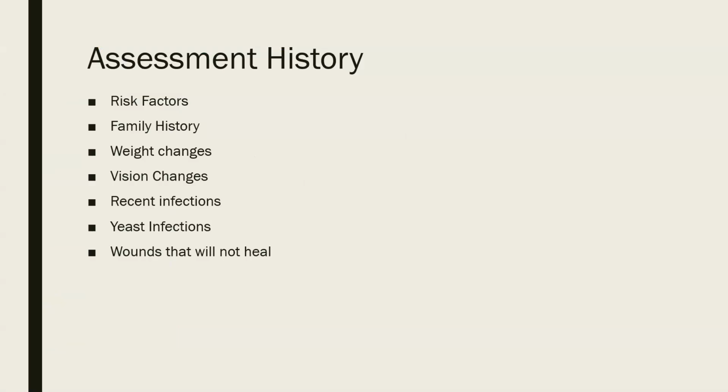Okay, when you're looking at a patient who may have a history of type 2 diabetes or is diabetic, you want to look for risk factors, family history, weight changes, vision changes, any recent infections, reoccurring yeast infections, and these don't just have to be in women; it can be in different skin folds of both men and women. Remember, anywhere warm, dark, and moist can grow yeast, especially if it has a sweet medium. So if their blood sugars are high, they have an increased risk of yeast infections.